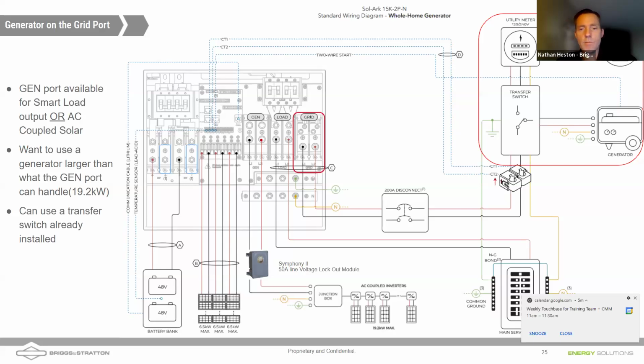It prevents the AC coupled solar from being on at the same time as the generator. So now it's an either-or system. Either the generator's on and charging the batteries, or the AC coupled solar's on and charging the batteries, but not both at the same time. And now you've protected your generator from ever getting backfed.